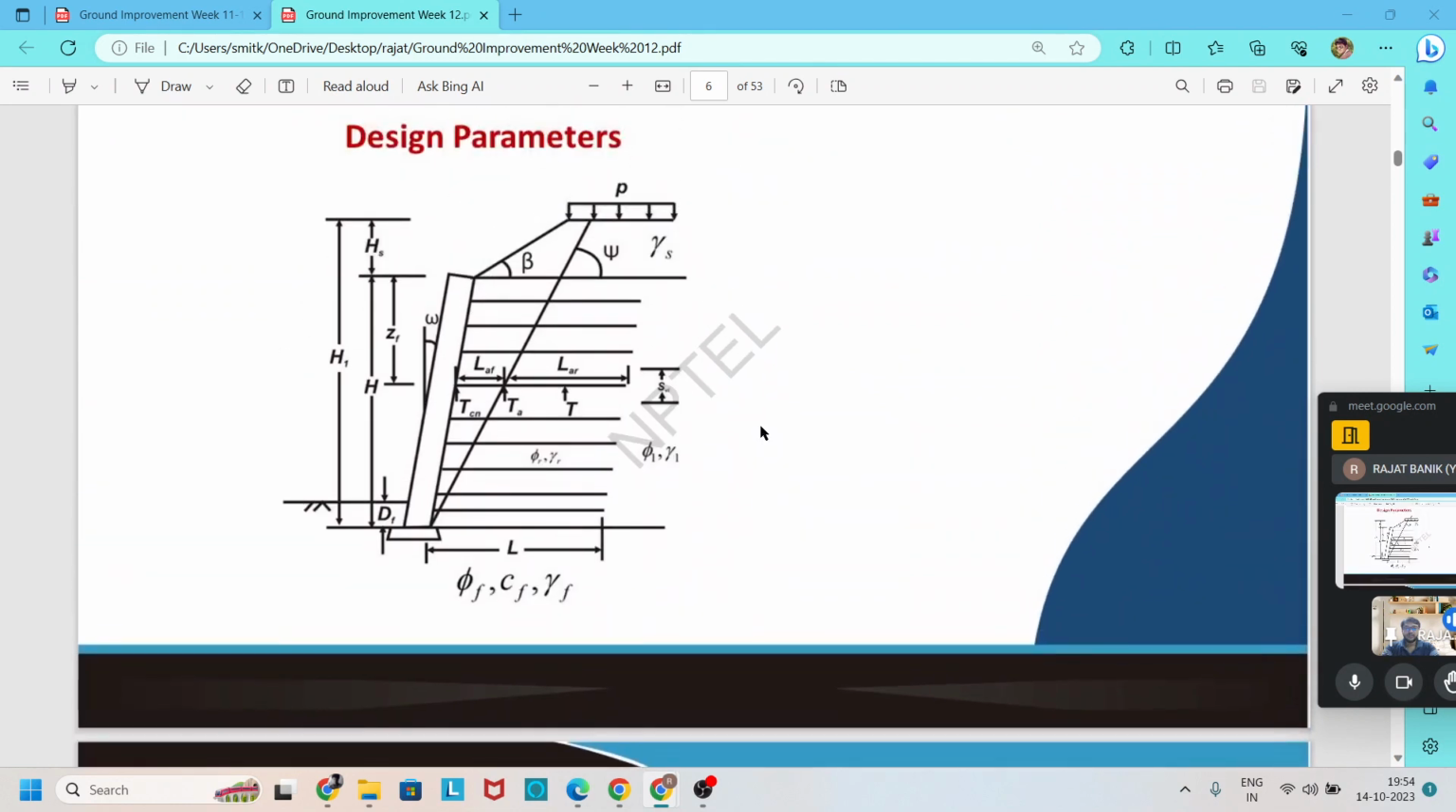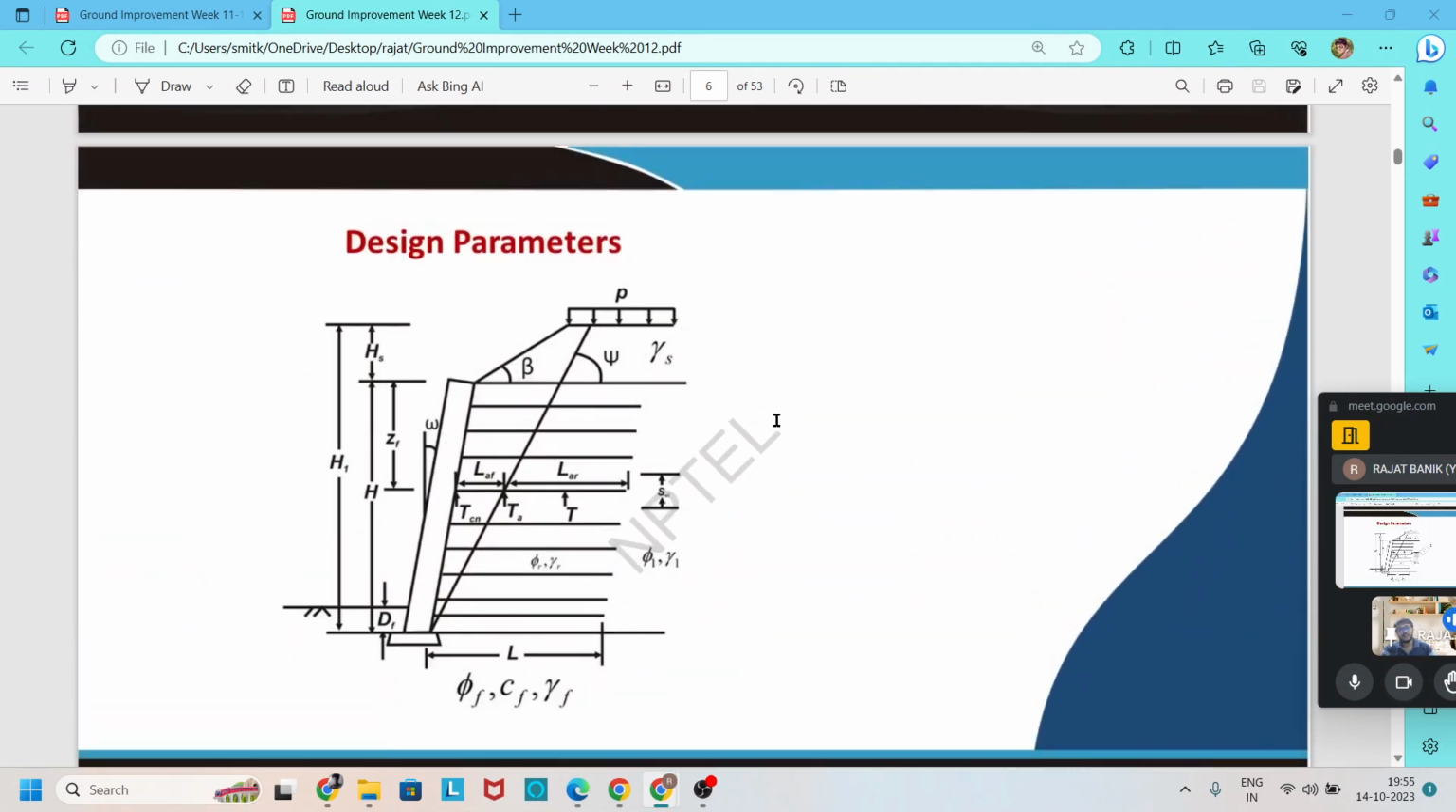One schematic diagram is also given for different layers, where different materials are used and different forces are created, and the failure surface of this wedge is created at an angle of psi. Psi is equal to 45 degrees plus phi by 2.